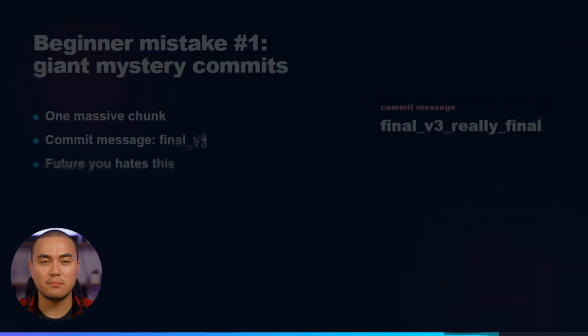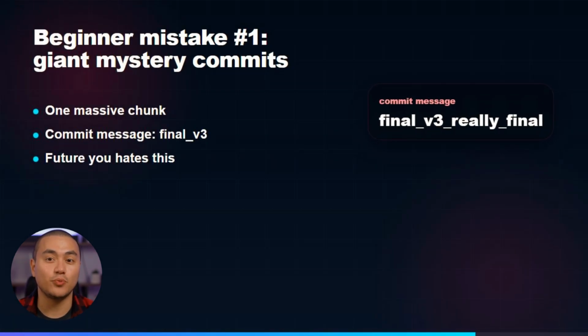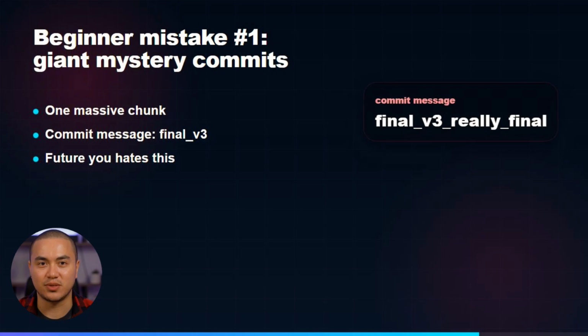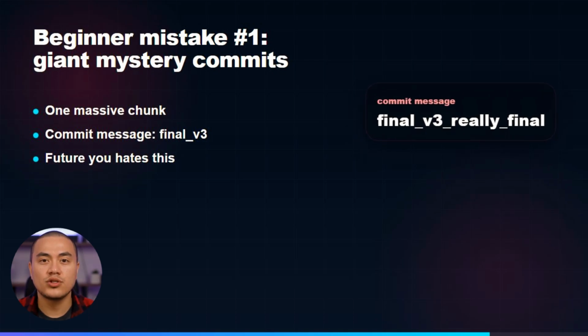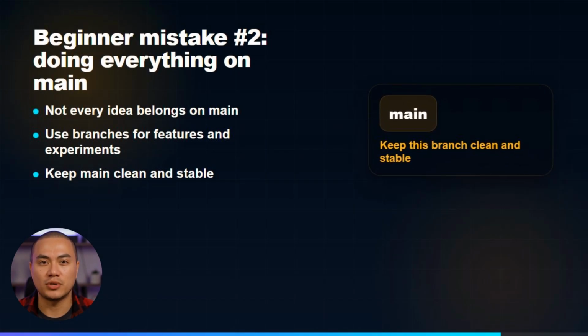The number one mistake beginners make is committing everything in one massive chunk at the end of the day with a message like "stuff" or "final v3." Please don't do that. Write small, meaningful commits. Future you will be grateful. Your teammates will not hunt you down. The second mistake is working directly on the main branch for every feature, every fix, every experiment. Main should be clean and stable at all times.